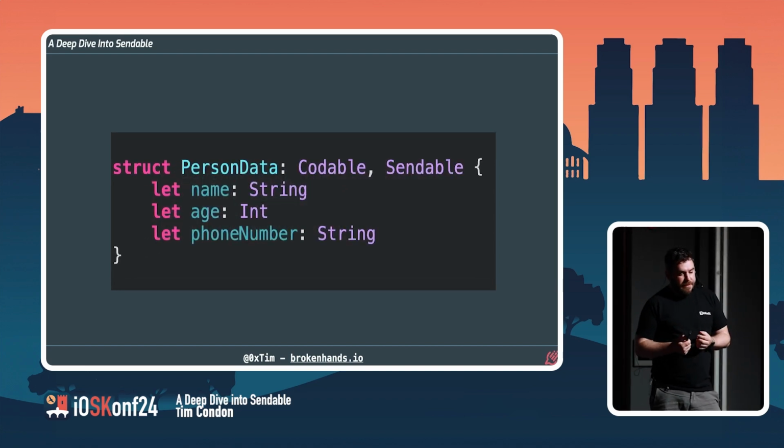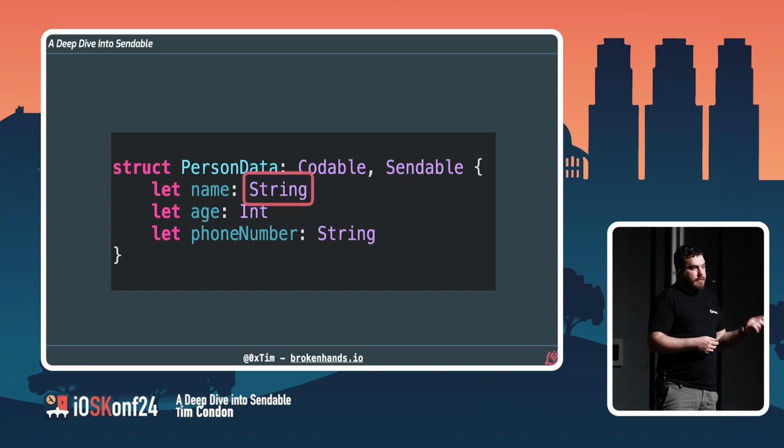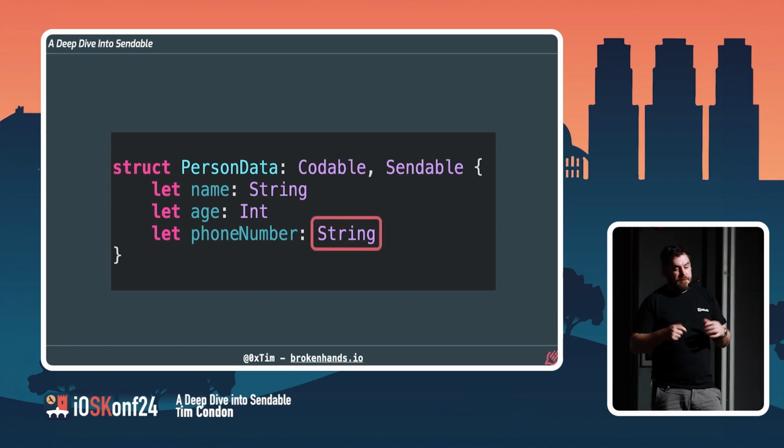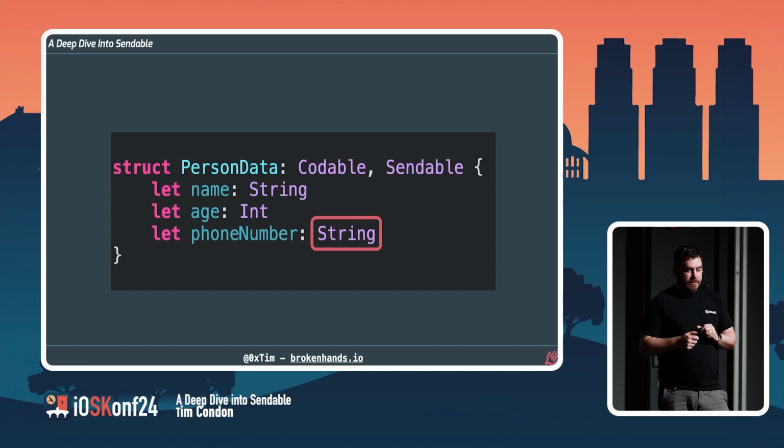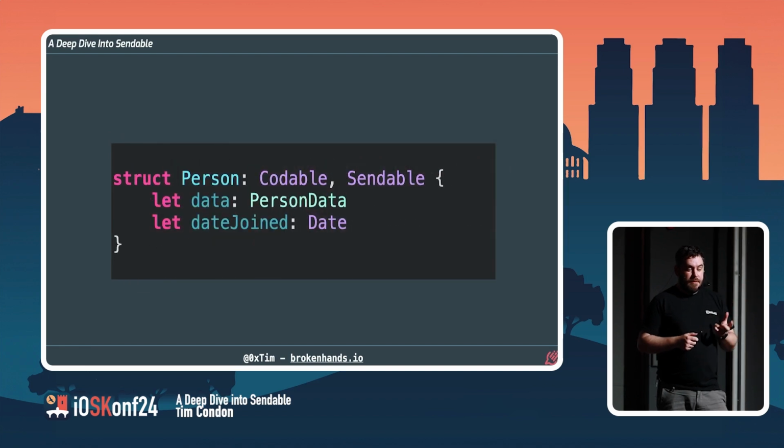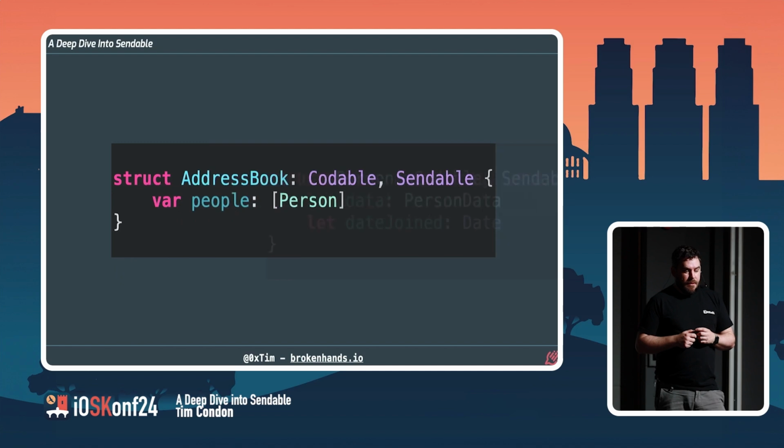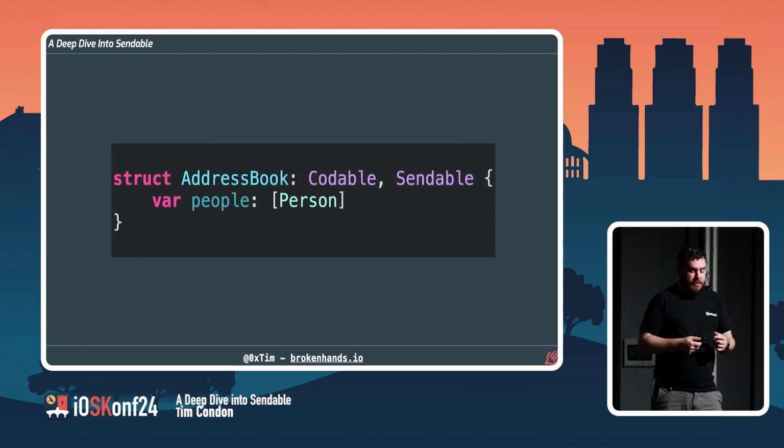This contains three properties. A name, which is a string, part of the standard library, that is sendable. The age, which is an integer, again part of the standard library and sendable, and another string. So the compiler knows that person data is now sendable, so it can now bubble up and see that, okay, person data is sendable, so person is now sendable. And because person is sendable, address book can now be sendable.